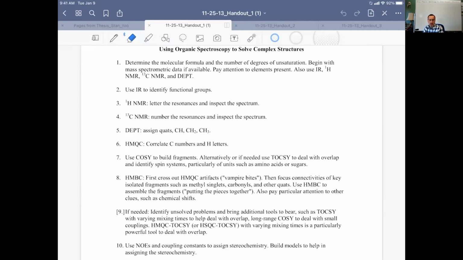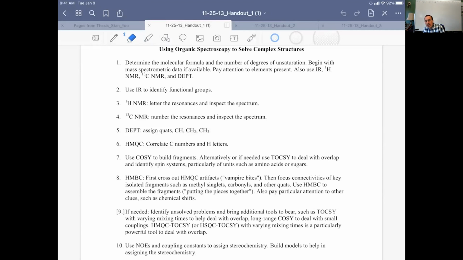We'll look at the C13 NMR, number the resonances, and again inspect the spectrum. Are there interesting chemical shifts? We saw a problem before, or maybe it was the current homework set, where we had a carbon at 106 parts per million that didn't seem to be an aromatic carbon, and we had to ask, hey, what's up with that carbon? We'll assign our quats, our methylenes, our methines, and our methyl groups.